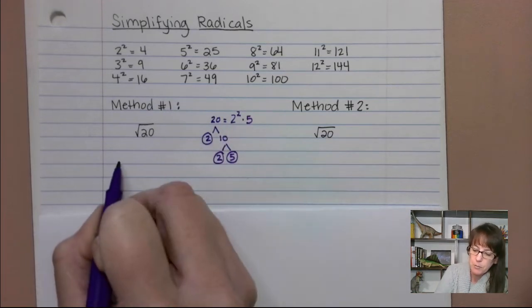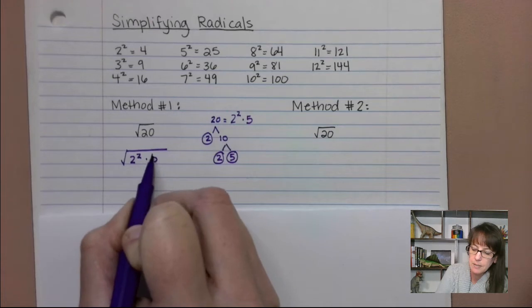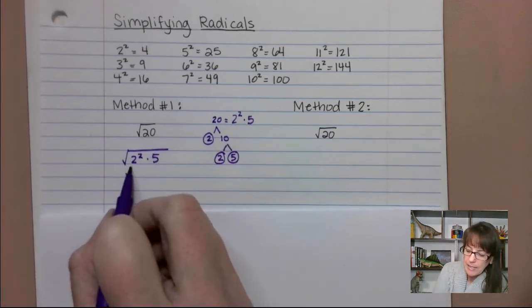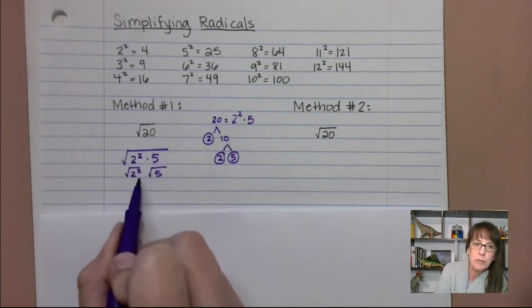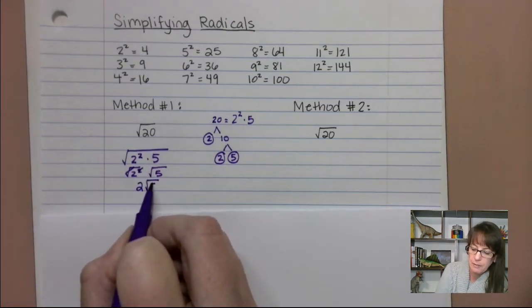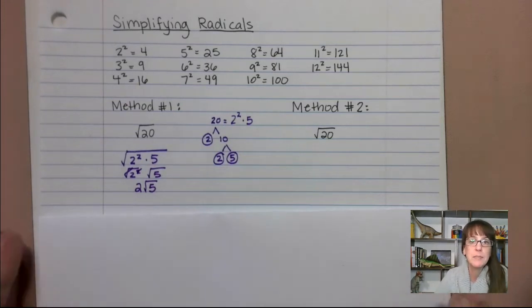Now, what we have here is the square root of 2 squared times 5, because that is the exact same thing as 20. If you break that up to say the square root of 2 squared times the square root of 5, the square root and the square cancel out and you're left with 2 root 5. So you can use your prime factorization to simplify your radical.